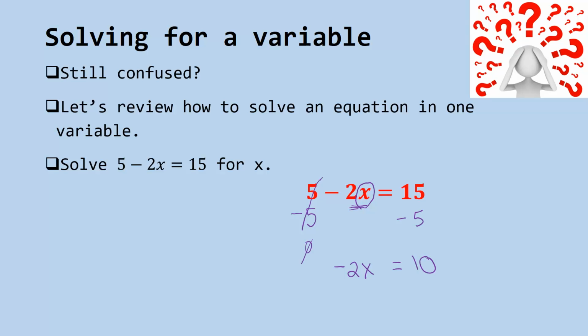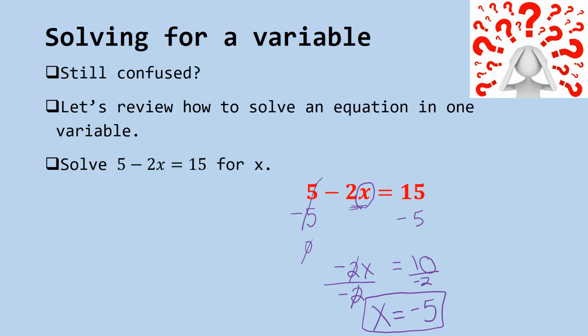Now the last step always is to work with the variable I want to keep. So in this case, I want to get rid of the negative 2 and turn it into a 1 in front of x. So I'm going to divide the left side by negative 2, because negative 2 over itself becomes 1x. And if I divide 10 by negative 2, 10 divided by negative 2 is negative 5. So in this case, I have my variable x equal to negative 5.